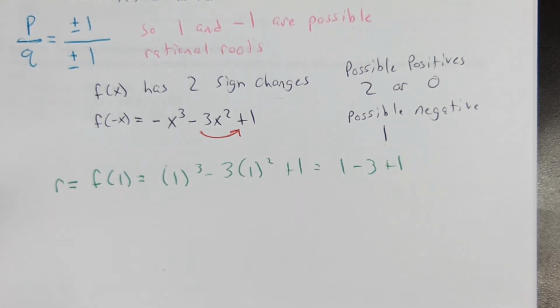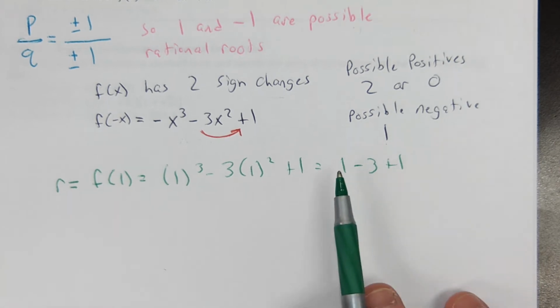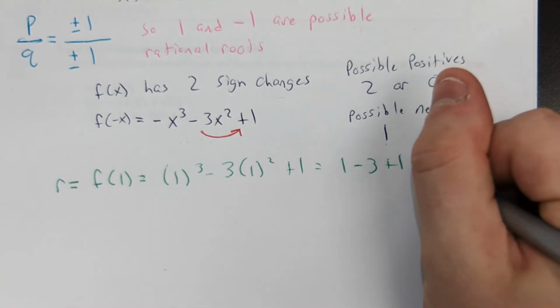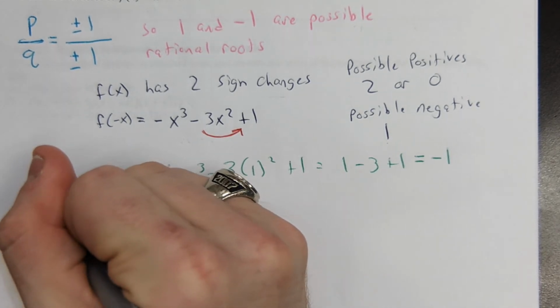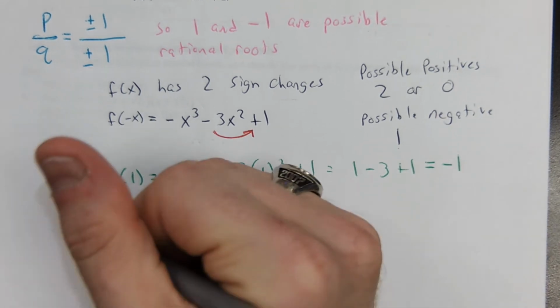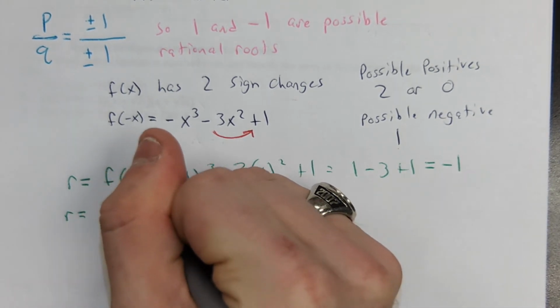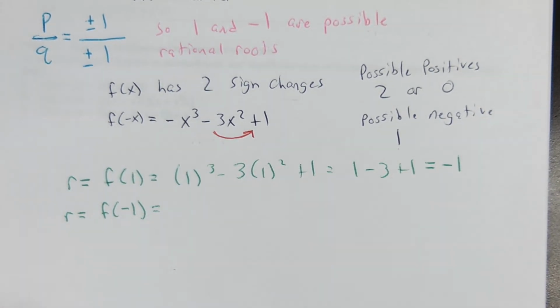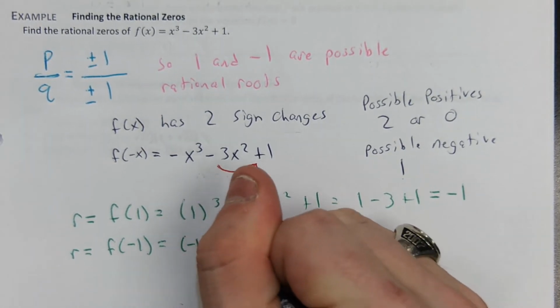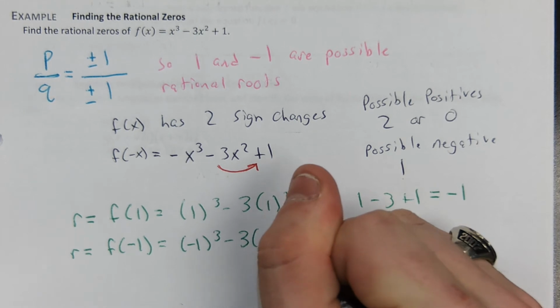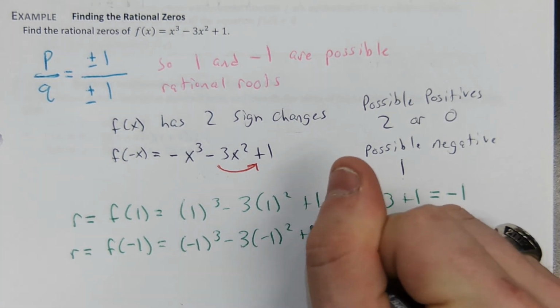And actually, we don't even know if we're going to have any rationals. Let's see. 1 minus 3 plus 1? Yeah, that's negative 1. Okay. x equals 1 is not a rational zero because we got a remainder. Let's check the other one. Fingers crossed that it works. We're just going to evaluate for negative 1 in our original f of x. So we have negative 1 to the third power minus 3 times negative 1 squared plus 1.